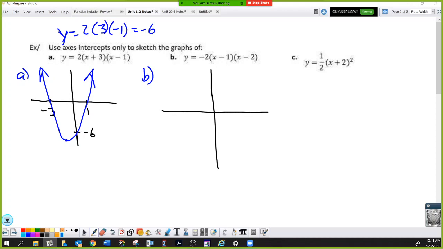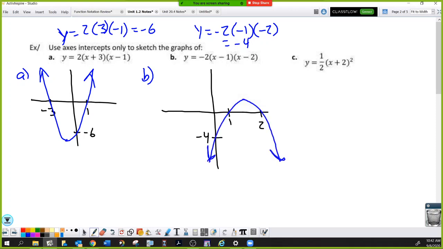Looks like we're going to cross at +1 and +2. Wow, okay. Picture extremely not drawn to scale. And if you plug in 0 for your x value, you get 2 times -1 times -2. -2, excuse me. -2 times -1 times -2. What is that, -4? Yay, I can math. All right, -4. Good enough. Ta-da!